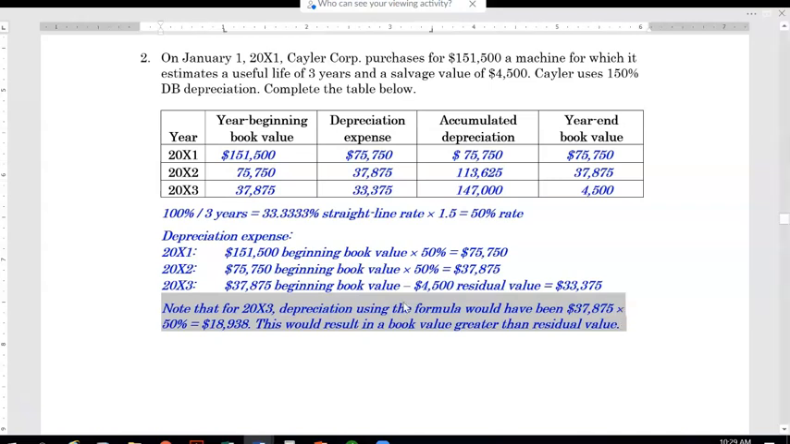And I'm gonna just say, okay, 37,875 beginning book value for year three, minus 4,500 that I want to have at the end. Looks like I have to depreciate only 33,375 instead of whatever it's in here. Cool.